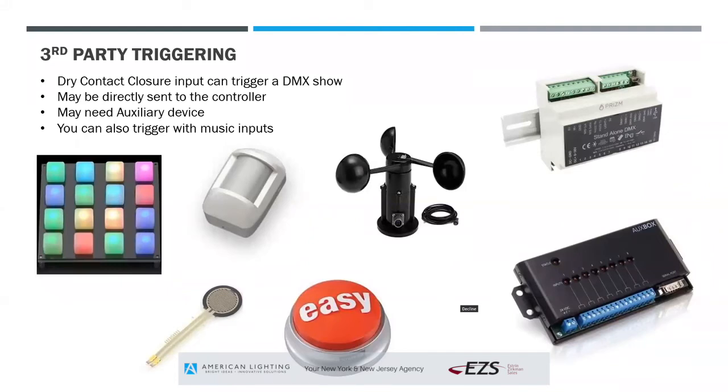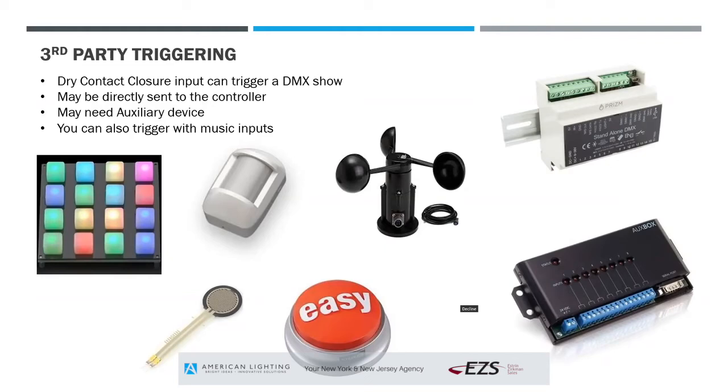Anything really that sends a dry contact signal can work. You can use an easy button. If an easy button sends a dry contact signal, go ahead. Some of the controllers will take direct dry contact closure input. So for example, the controller on the top is our DIN rail mounted one, and it'll take dry contact closures directly to the controller itself. Other control systems, you may need an auxiliary device that takes that dry contact and then sends it to the controller. So just be aware of that.